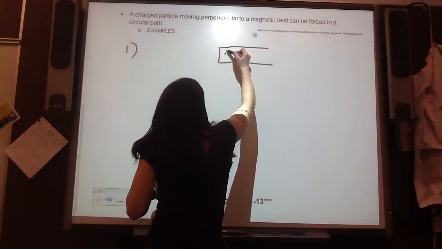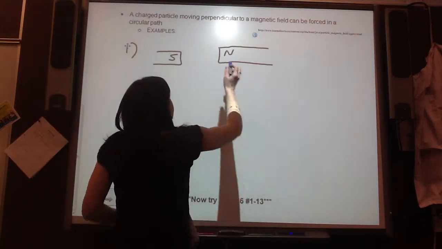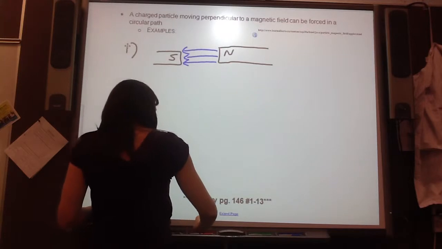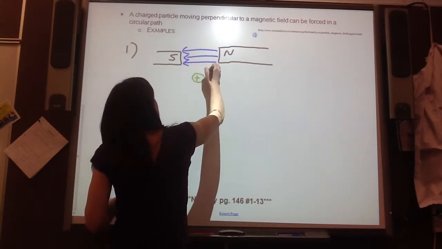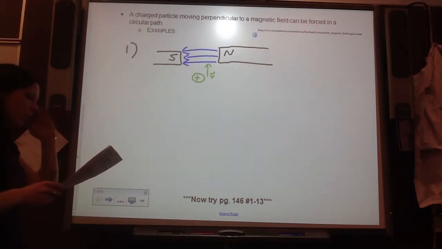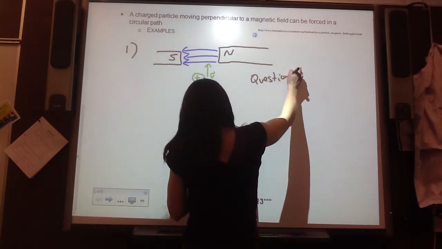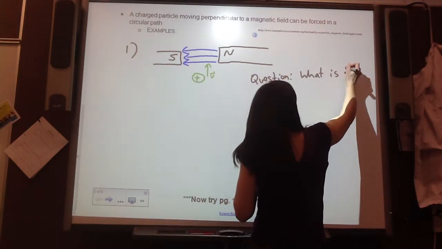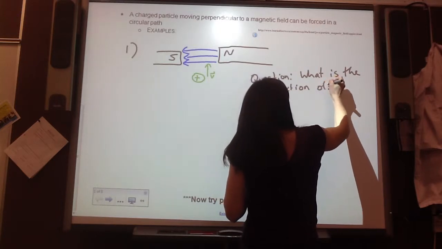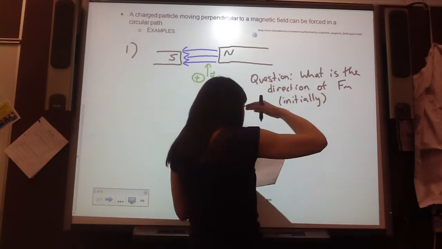Say we have a north pole here and a south pole here, and draw your magnetic field lines. Say we have a positive particle being shot into this magnetic field, so it's going up. A question we could have for this is, what is the direction of FM initially? Just as it's coming in.